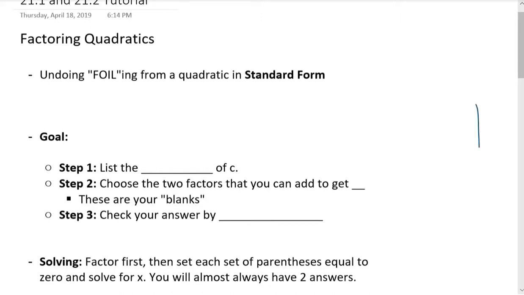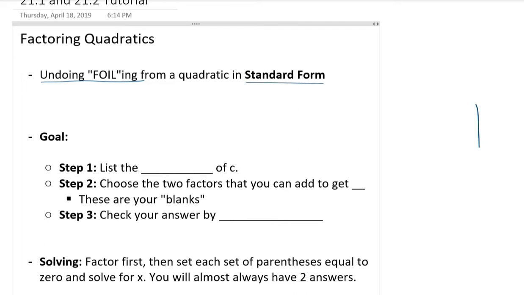This tutorial is going to cover how to factor quadratics, and it goes along with lessons 21.1 and 21.2. So basically, what you are doing is undoing FOILing from a quadratic that's given to you in standard form. Remember that standard form is ax squared plus bx plus c, where a, b, and c represent different numbers. Also, if you are given a quadratic that's not in standard form, you're going to need to rewrite it in standard form, which we'll get to in a little bit.